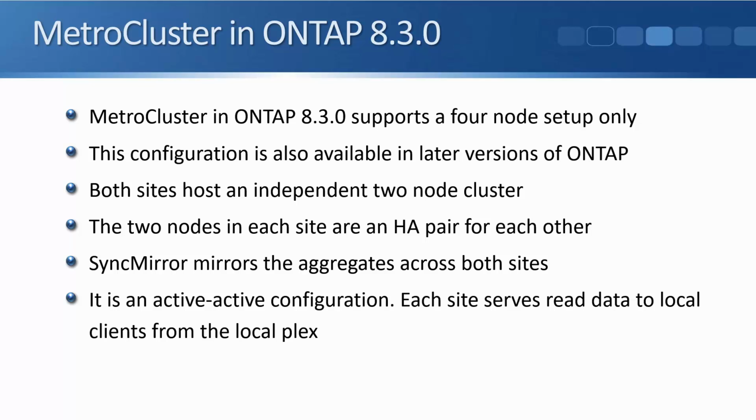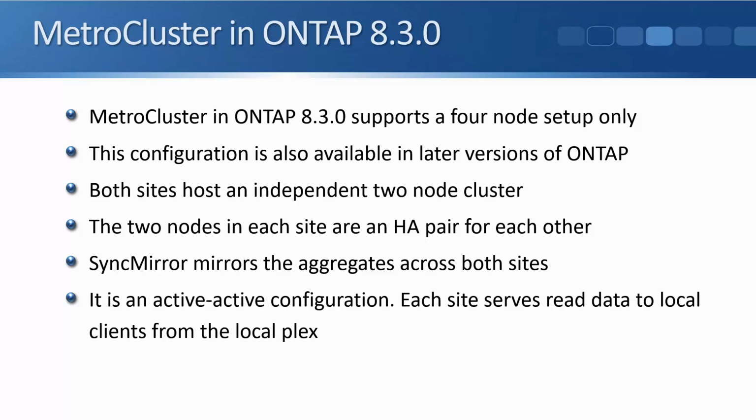With the 4-node MetroCluster setup, both sites host an independent 2-node cluster. With MetroCluster, it's always 2 sites. We can't have like 3 or 4 sites. It's always going to be 2. The 2 nodes in each site are an HA pair for each other. Sync mirror mirrors the aggregates across both sites. Okay, so not across both nodes in the same site, across both sites.